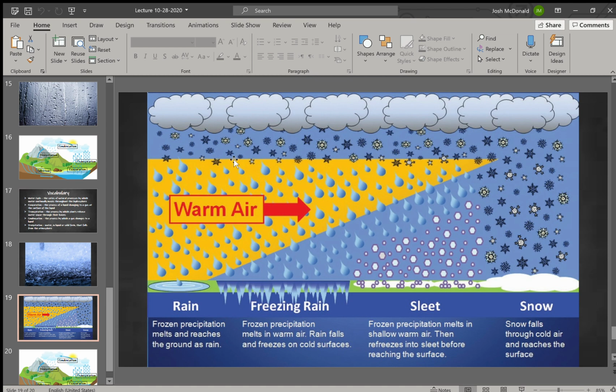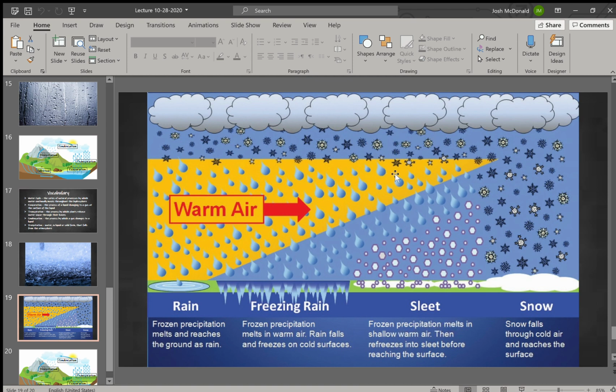But then let's say that it's not as much warm air. We can get what's called freezing rain. So that's where the particles, when they're solid, will become liquid, but then they'll start to freeze again as it comes through colder air. So frozen precipitation melts in warm air, and then rain falls and it freezes on that cold surface. Then there's sleet, where there's even less warm air, and frozen precipitation melts in shallow warm air.